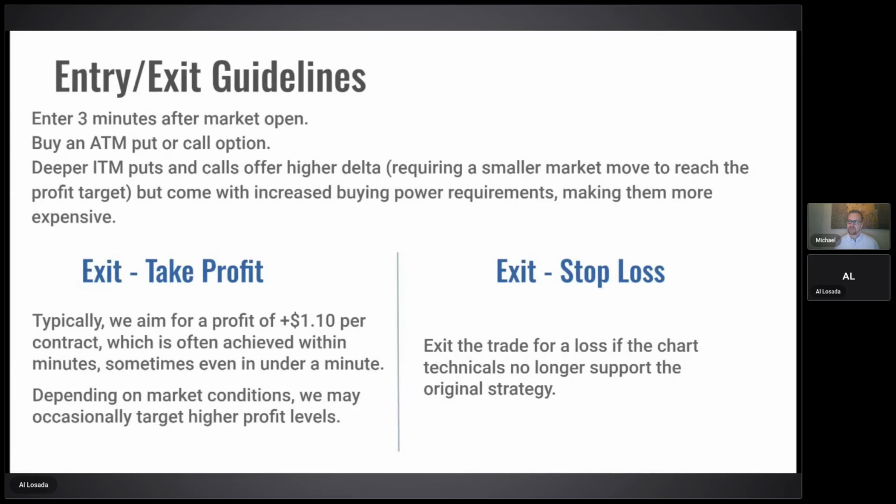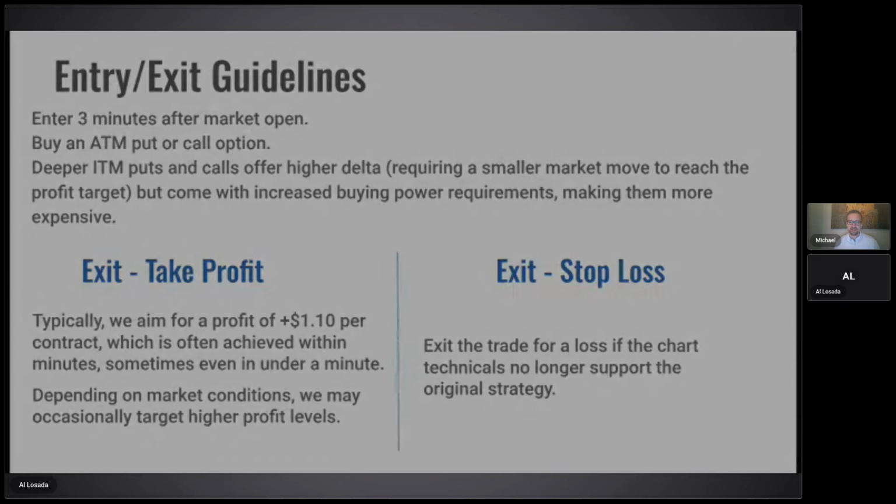Sometimes if the market environment allows it, we go for a higher target, but everybody in our channel knows the standard target is 110 per contract, and often we need for this only 2 or 3 points of movement of the SPX in our direction, and we're out of this contract again. This is obviously the best case.